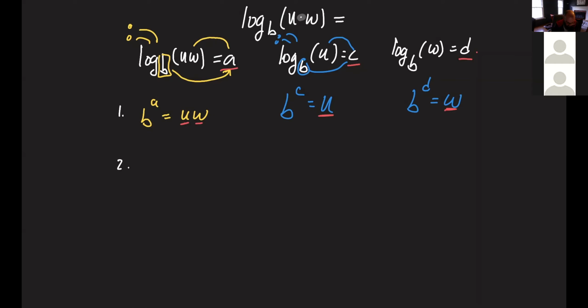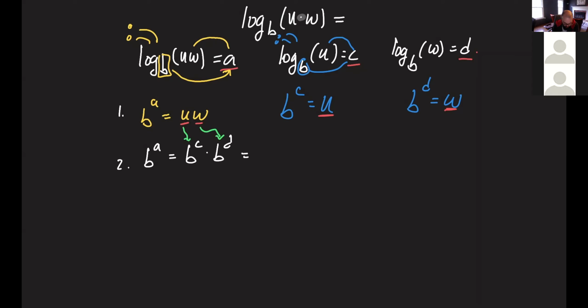So this was step one. Step two, what we get is B to the A is equal to B to the C times B to the D. And so this is U, and then this is W. Okay, so we have one equation, and we're going to use exponent rules to come up with a relationship between A, C, and D.